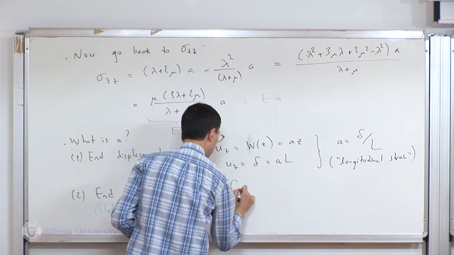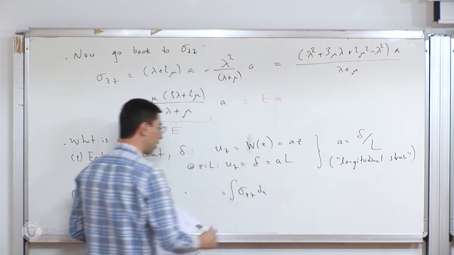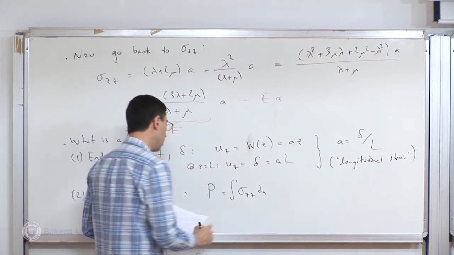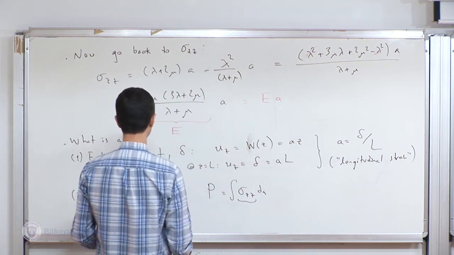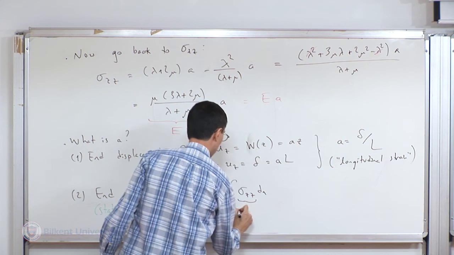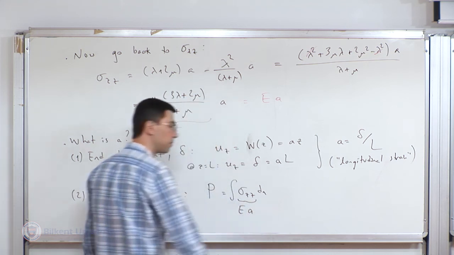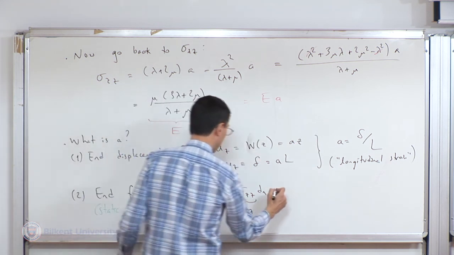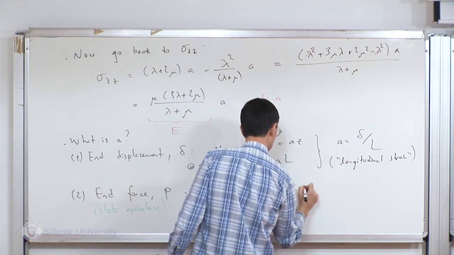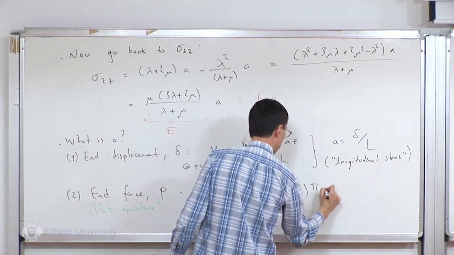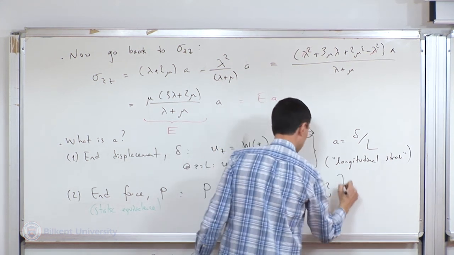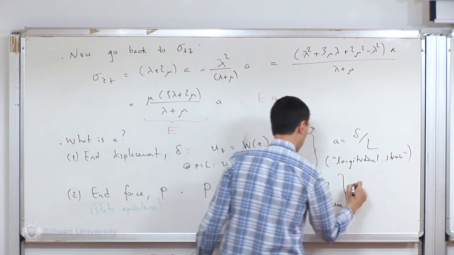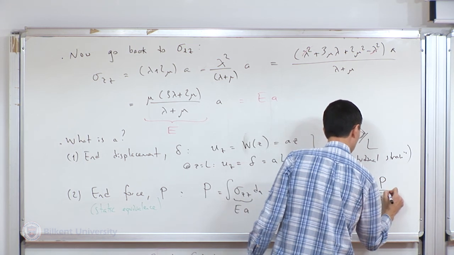So if I integrate sigma ZZ over the area, then I should obtain the force that is being applied. Sigma ZZ is nothing but E times A, right? Right there, E times A. And therefore, this is E times A times pi c squared. Let's call that the area of the cross section. So A is equal to P over E times the area.